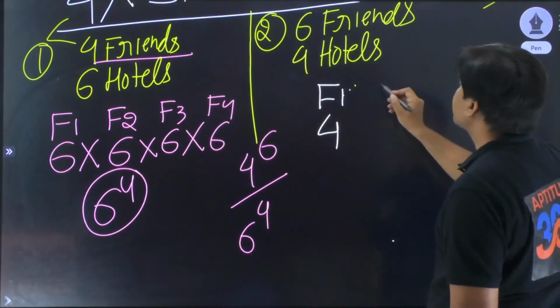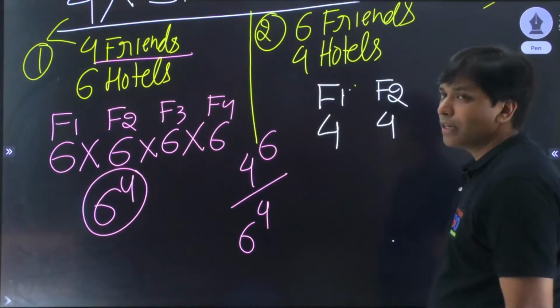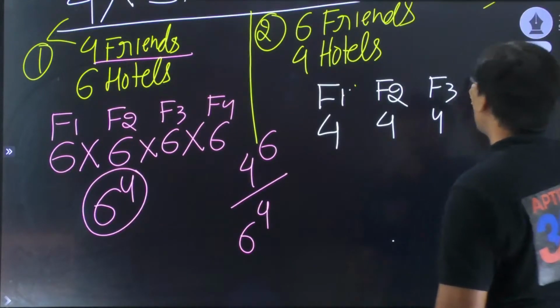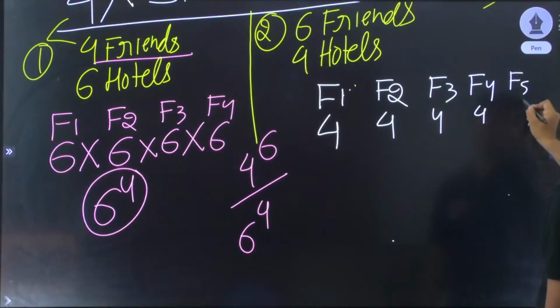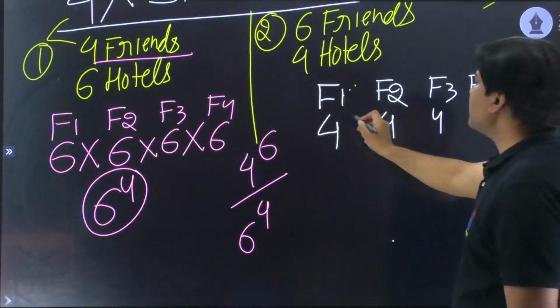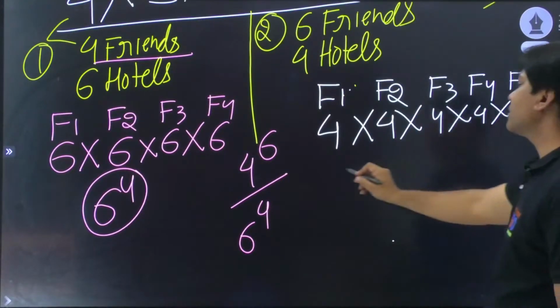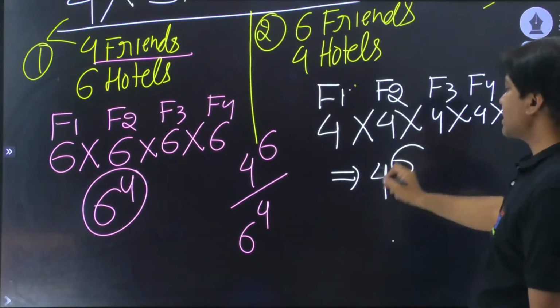How about the second friend? In how many ways can the second friend stay? In 4 ways. Friend 3 will also stay in 4 ways. Friend 4 can also stay in 4 ways. Friend 5 can stay in 4 ways. Friend 6 can stay in 4 ways. If you multiply them all, what are you going to get? You are going to get 4 raised to 6.